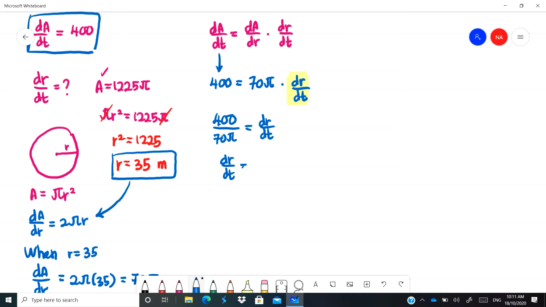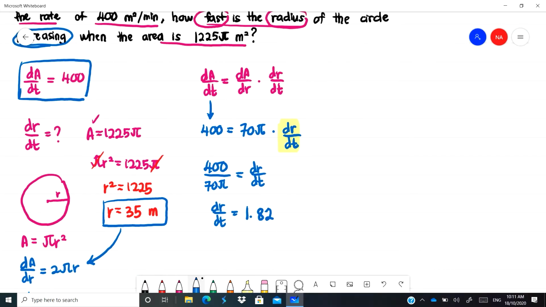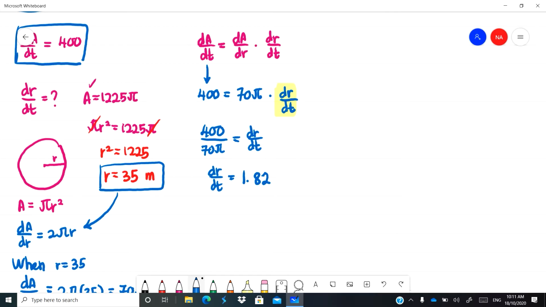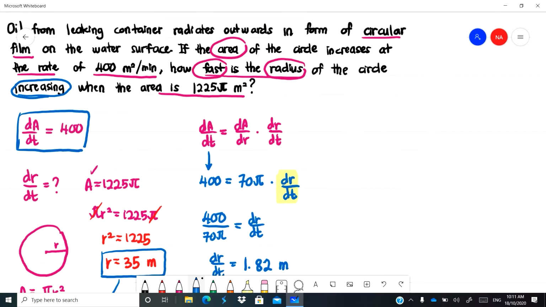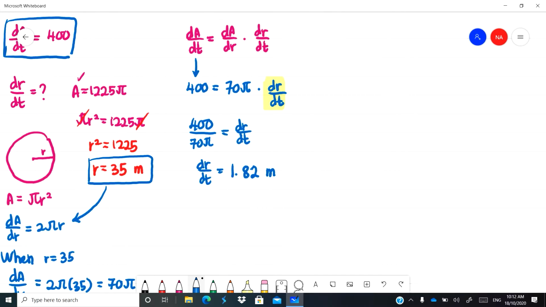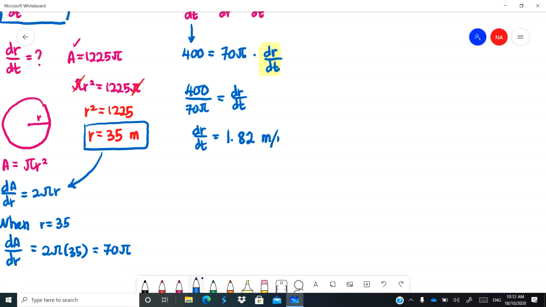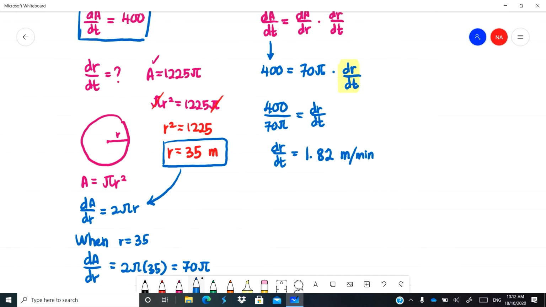All right, so we can press the calculator. So 70 pi, we will get 1.82, right? So 1.82, what unit is it? Because it is dr over dt, the unit for radius is meter, and dt in this case we are talking in minutes. So per minute, so meter per minute. All right, so that's the final answer for this one.